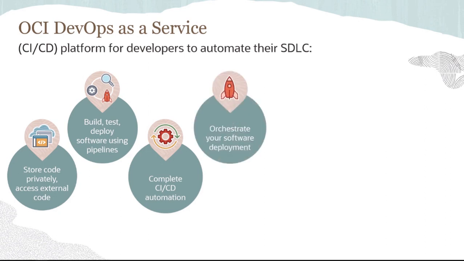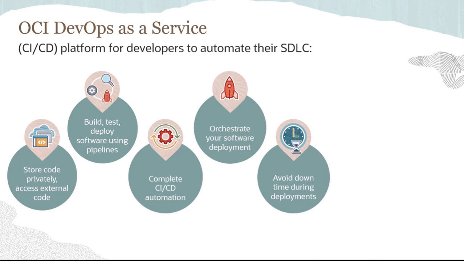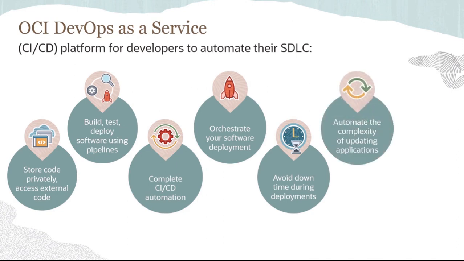It lets you orchestrate your software deployment across regions to OCI platforms such as Container Engine for Kubernetes, also known as OKE, and compute instances and functions. It helps you avoid downtime during deployments through the blue-green and canary deployment strategies. It helps you automate the complexity of updating applications.